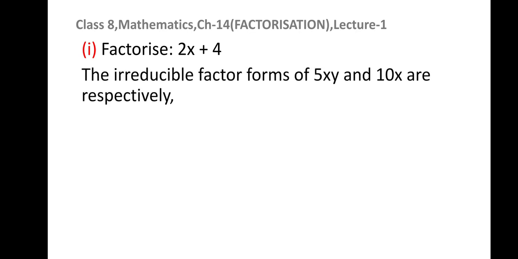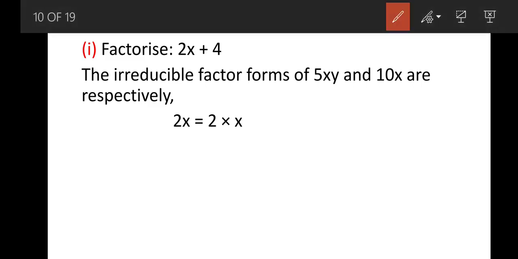Here it will be 2x and here it will be 4. So the irreducible factor forms of 2x and 4 are respectively. First of all, I will be talking about individual terms, but when you do practice, you will come to know there is no need to write all these steps together. Directly you need to solve the given algebraic expression. Directly you can find the factors, but initially you are supposed to understand how I am doing it.